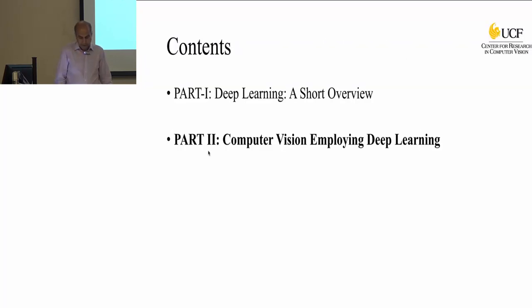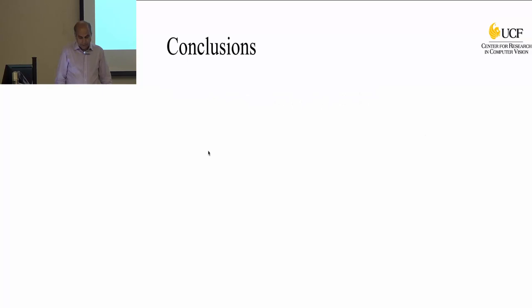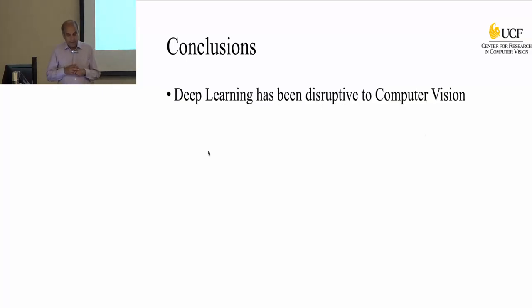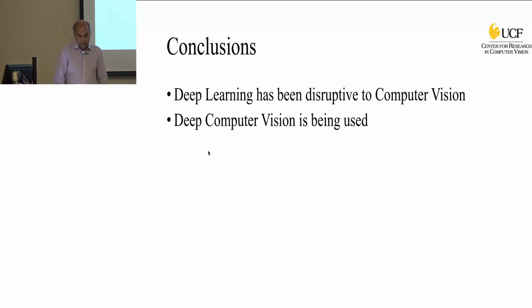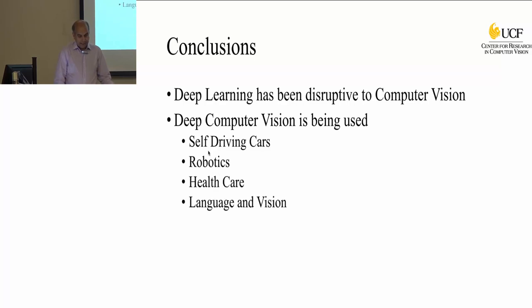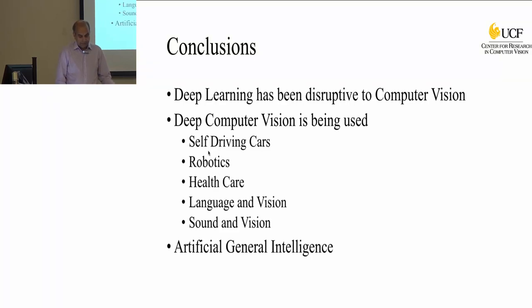So this ends part two. And so, conclusion: deep learning has been disruptive to computer vision. And deep computer vision is being used in self-driving cars, robotics, healthcare, language and vision, sound and vision. The ultimate goal is artificial general intelligence that can do most of the things. AlphaGo and AlphaZero are towards that; they can beat the champion in these very complicated games.